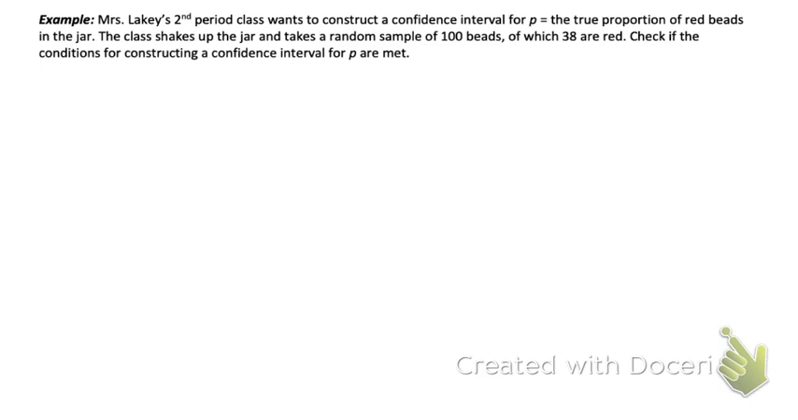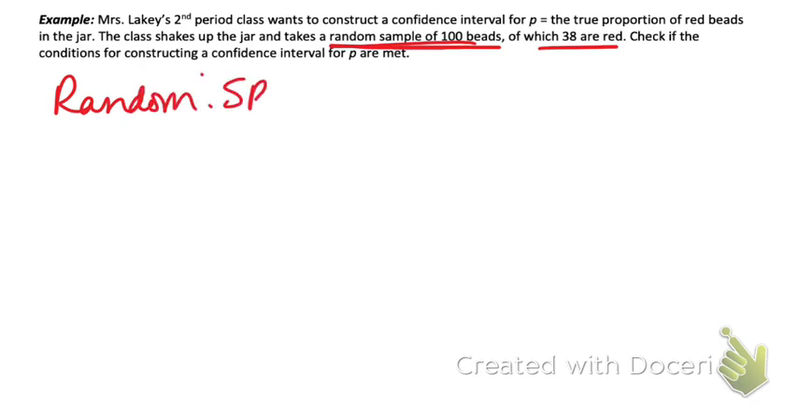All right, Ms. Lakey's second period class wanted to construct a confidence interval for P, the true proportion of red beads in the jar. The class shakes up the jar and takes a random sample of 100 beads, of which 38 are red. Check to see if the conditions are met. So we're going to check the random condition. We have a simple random sample of 100 beads. So we're good to go on that one. That ensures that P hat is an unbiased estimator of P.